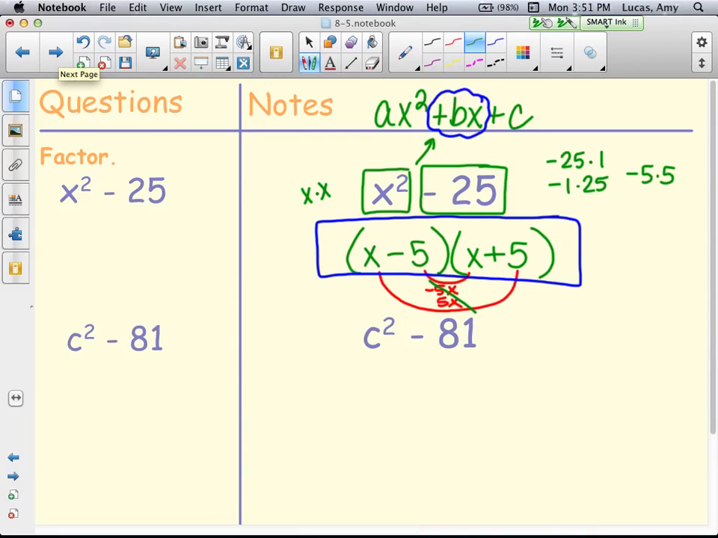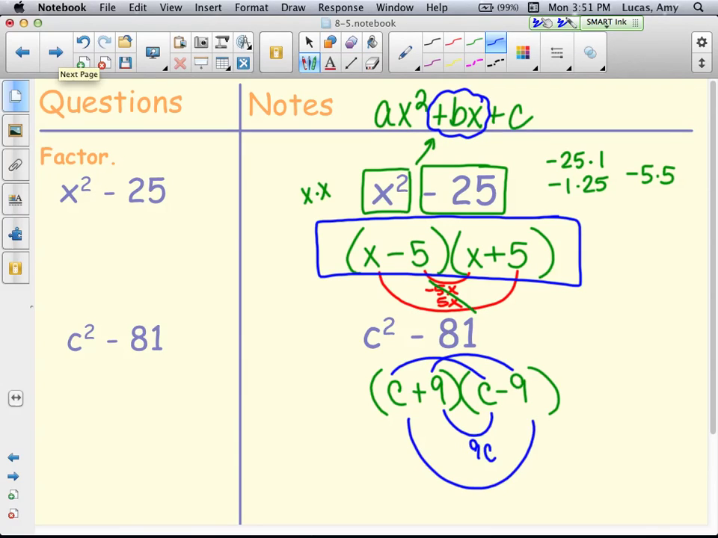My next problem then, c squared would be c times c. Negative 81. 81 is a perfect square for 9. So one of my binomials gets plus 9 and the other minus 9. c squared minus 81 plus 9c minus 9c. Add those together and you get 0 for your middle term. So c plus 9 times c minus 9 is how you factor.